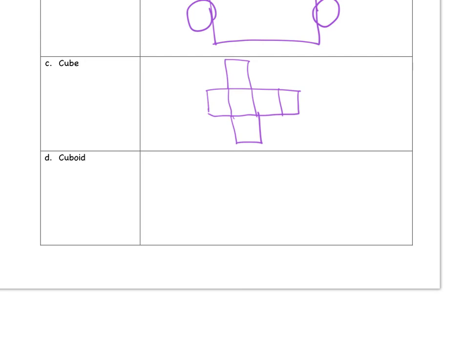And the last one, cuboid, is just like the cube except that it is rectangles instead of squares. And that will be the nets for the different shapes. And that brings us to the end of section 1, measurement revision.